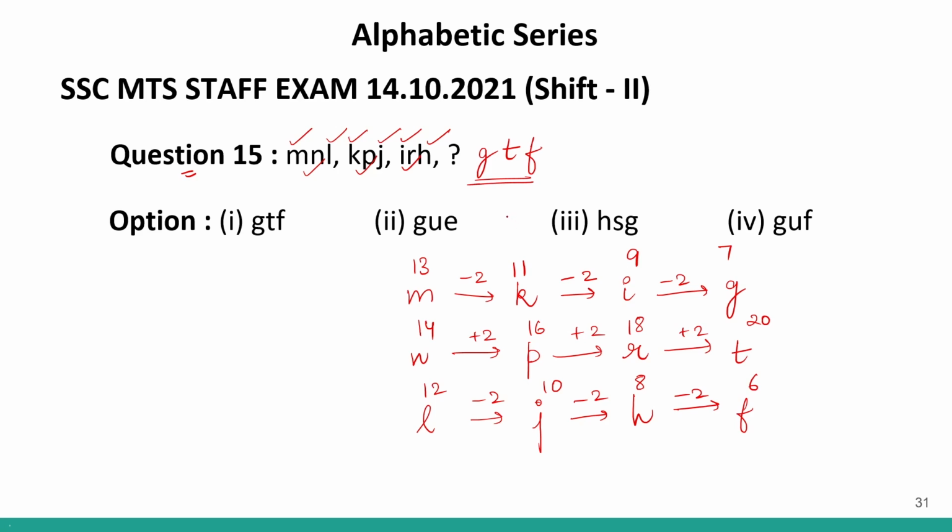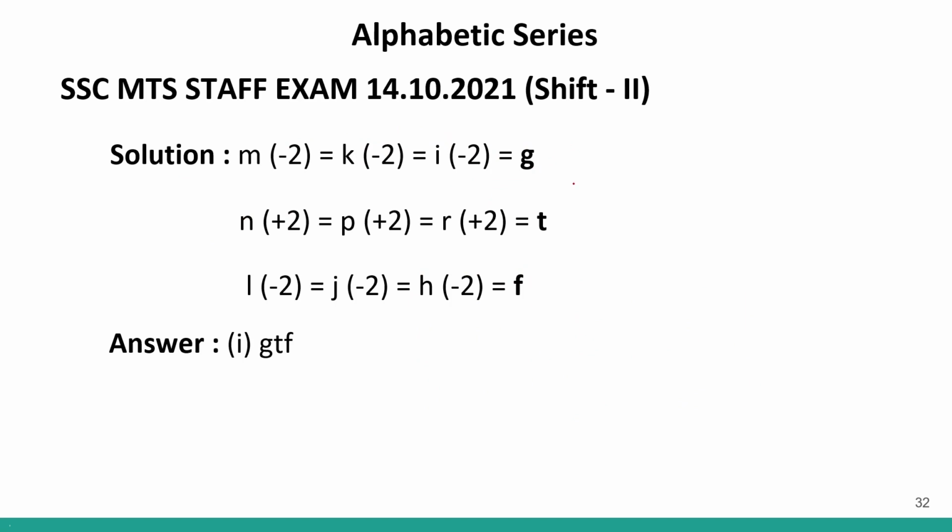So I will get G, T, F, which is given in option number 1. So this will be the answer to this question. Correct? This is the solution.